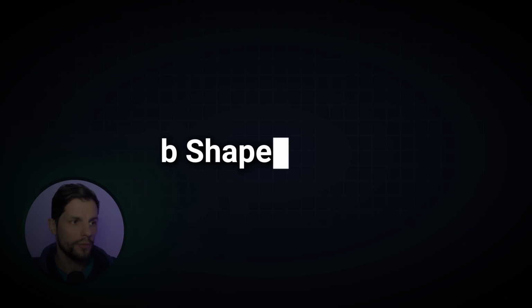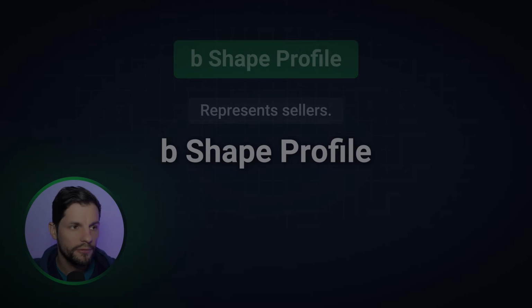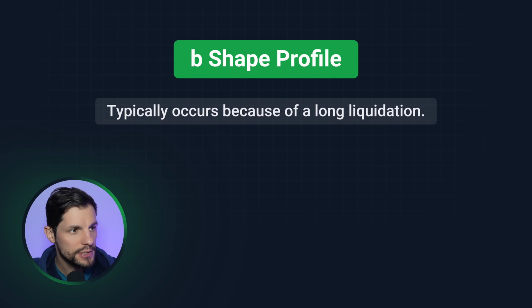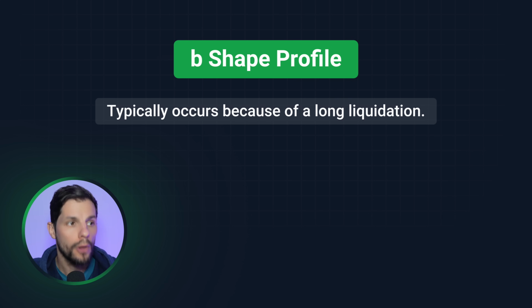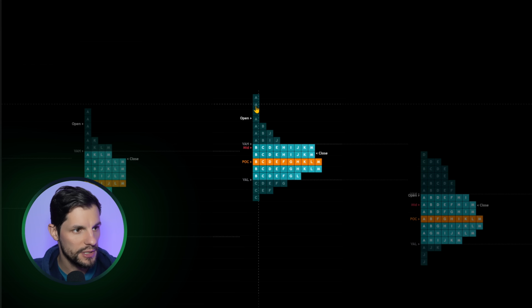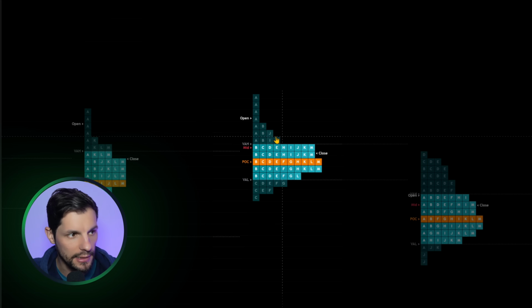The B-shaped profile forms when the market falls sharply and then consolidates. This is the opposite of the P profile. A B-shaped profile can occur because of long liquidation. The upper portion of the B-shaped profile is long and thin, representing a low and unfair perception of price. The wider bottom section represents where price once again reached a balance between buyers and sellers.